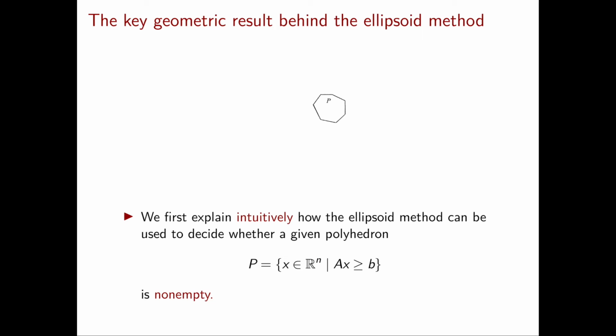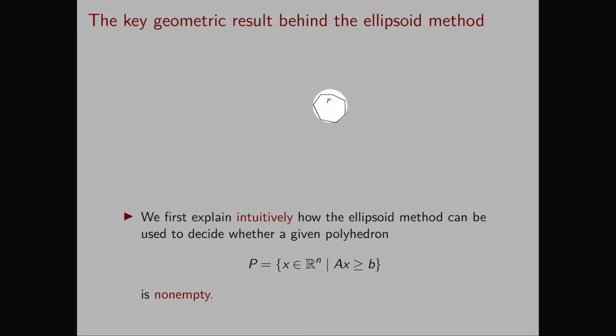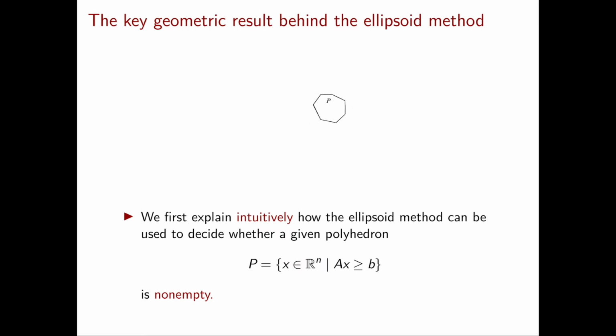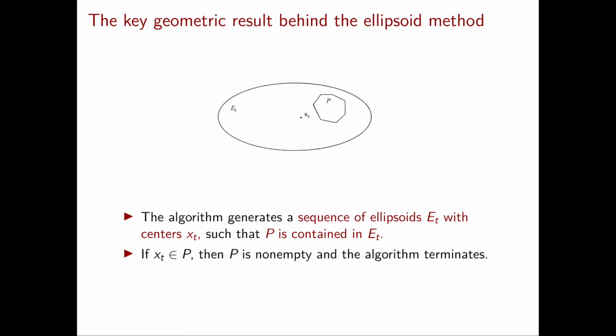We are now ready to explain intuitively how the ellipsoid method works. Let's visualize this in a picture. This is our given polyhedron P, and our task is to decide if it is empty or not. Of course, from the picture we already know that the specific polyhedron is non-empty. But generally, when we're given a system Ax ≥ b, we don't know if the corresponding polyhedron is empty or not. The first thing that the algorithm does is to generate an ellipsoid which is guaranteed to contain the polyhedron P.